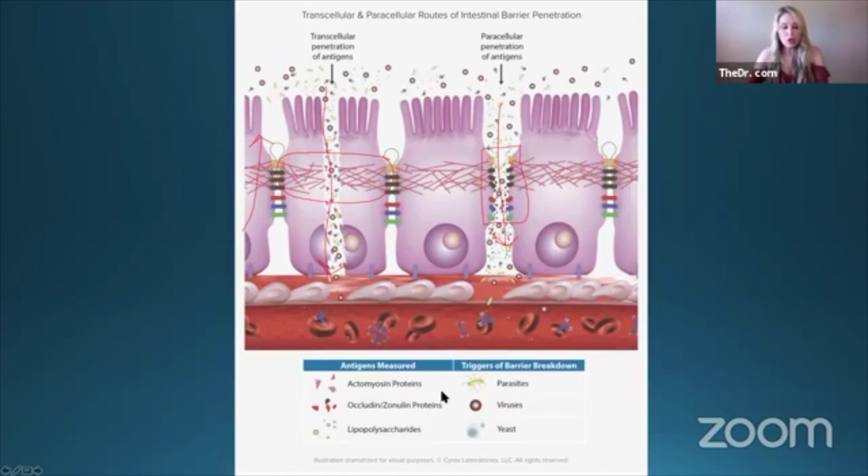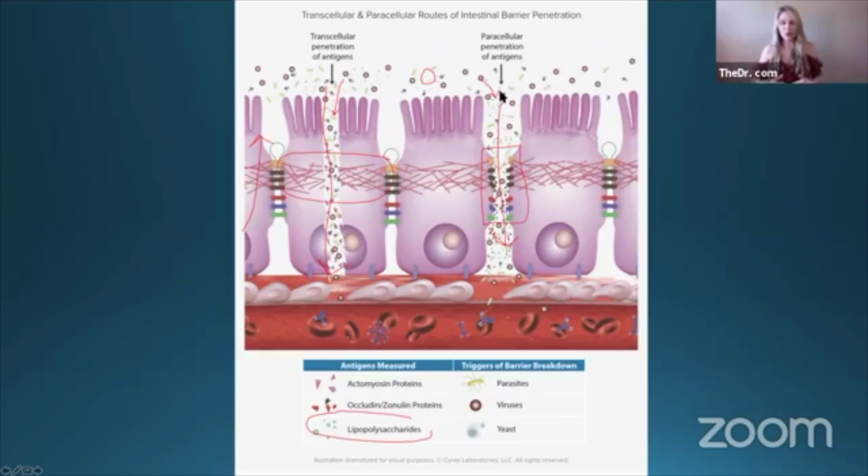So on here, you can see lipopolysaccharides, they're really hard to see. They're these little dots. It's gram-negative bacteria. So we have trillions of bacteria in our gut, but what can happen is we can have elevation of gram-negative, and that can contribute to intestinal permeability through the cells and between the cells, and then it can leak out and go systemic.